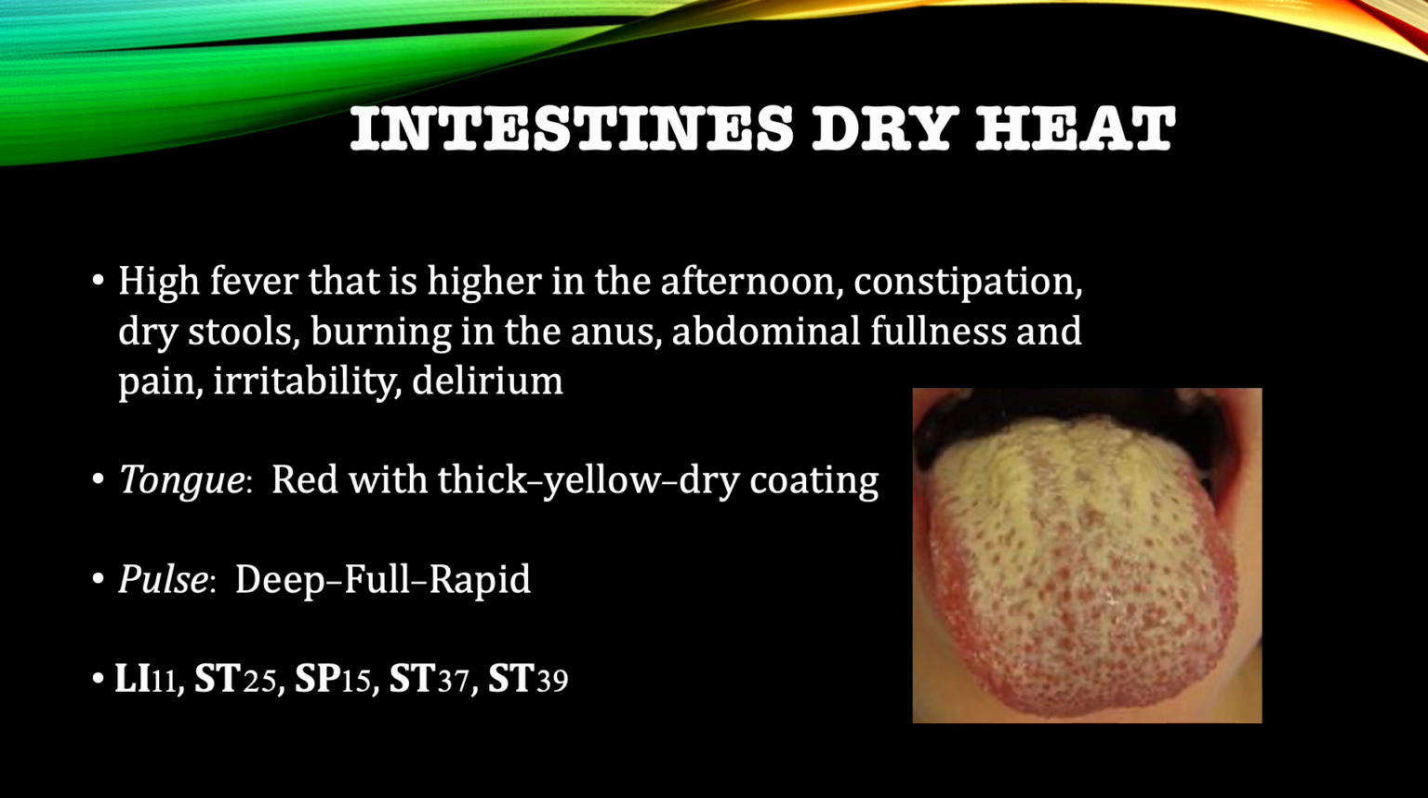Intestines dry heat: high fever that is higher in the afternoon, constipation, dry stools, burning in the anus, abdominal fullness and pain, irritability, delirium. Tongue red with thick yellow dry coating. Pulse deep, full, rapid. Points: Li11, stomach 25, spleen 15, stomach 37, stomach 39.